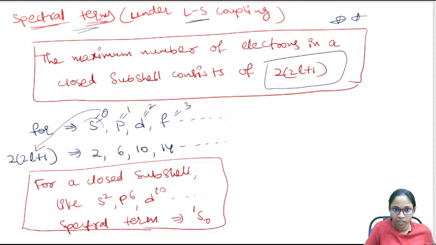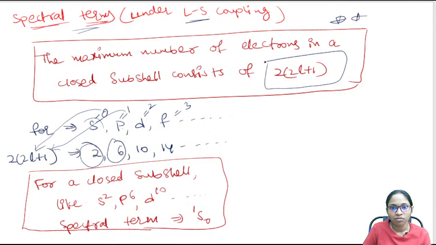Therefore, for S, 2 into 0 is 0, plus 1 gives 1, and 2 into 1 is 2. So a maximum of 2 electrons will be filled in the S subshell. In the P subshell, if you substitute 1, 2 into 1 is 2, plus 1 is 3, and 2 into 3 is 6. A maximum of 6 electrons will be filled in the P subshell, 10 electrons in the D subshell, 14 in the F subshell, and so on. You have to remember this.